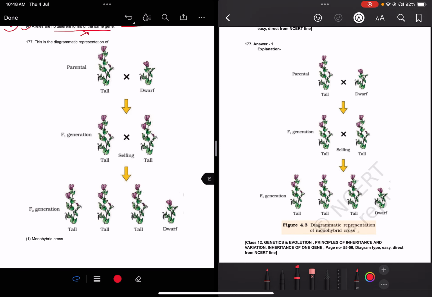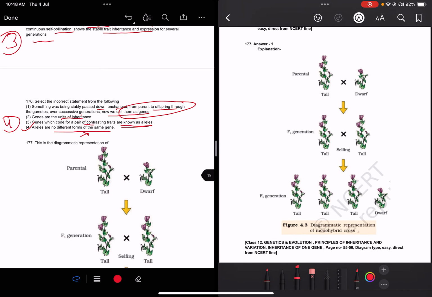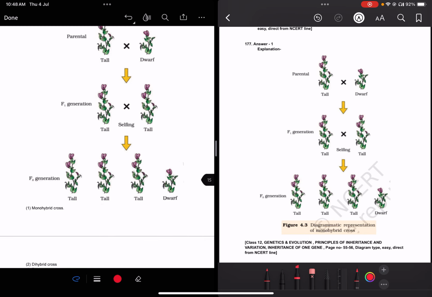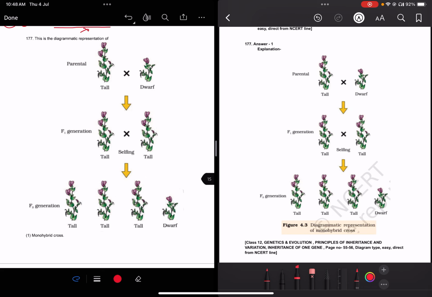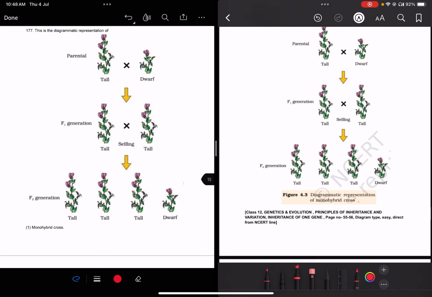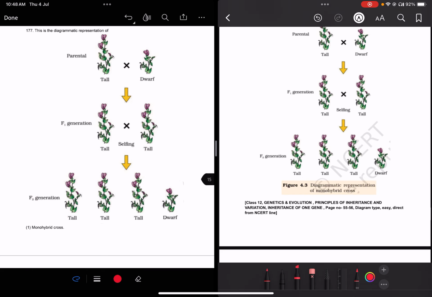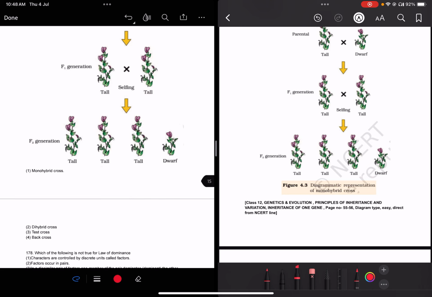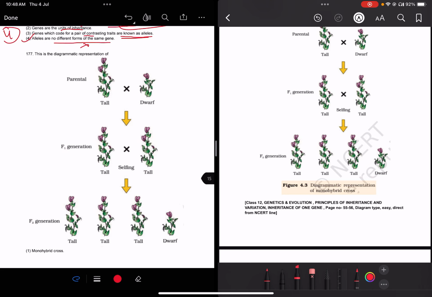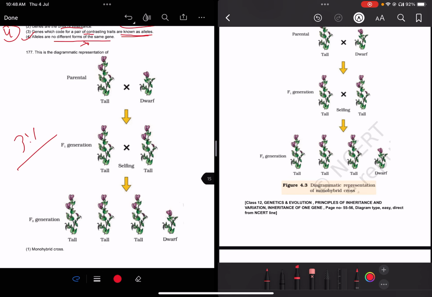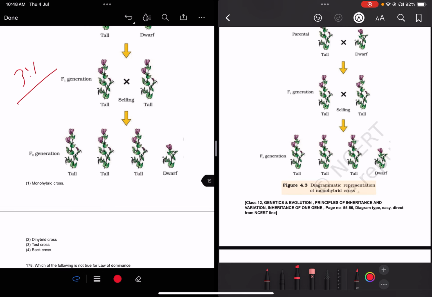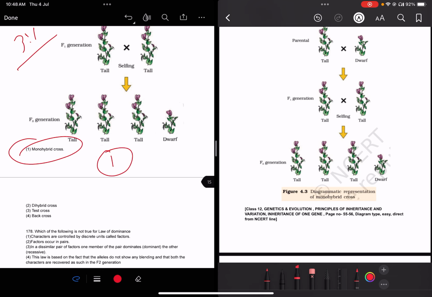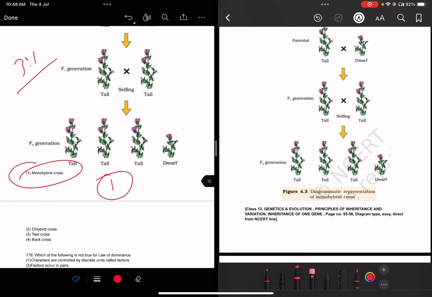Now the next question. You should see this one only. In a diagrammatic representation of the cross, what is this diagrammatic representation? Is this a monohybrid cross or a dihybrid cross? This is the F1 generation, tall and dwarf, selfing, and in the F2, tall to dwarf is a 3 to 1 ratio. This is a direct NCERT question, very, very easy. This is the type of monohybrid cross. No change at all.